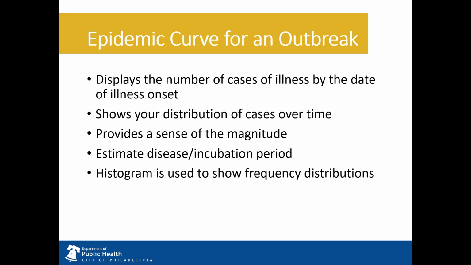So like I said, it displays the number of cases of illness by the date of the illness onset. So it's going to show your distribution of cases over time. And it'll give you a sense of the magnitude of your outbreak. You can also use it to estimate the disease incubation period. And once you do that, you might be able to identify what's causing the outbreak. And the way we display this data is with a histogram, and this will show our frequency distribution. So basically, it's showing you the number of cases over a period of time.